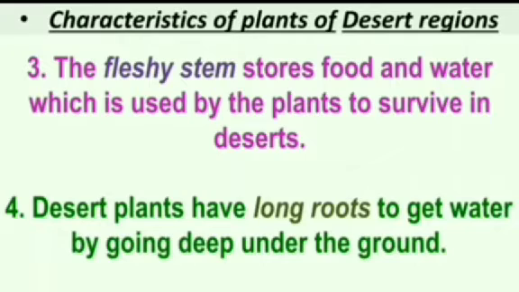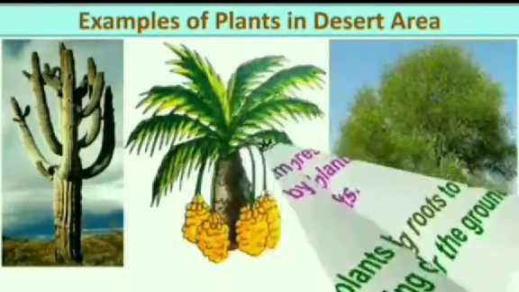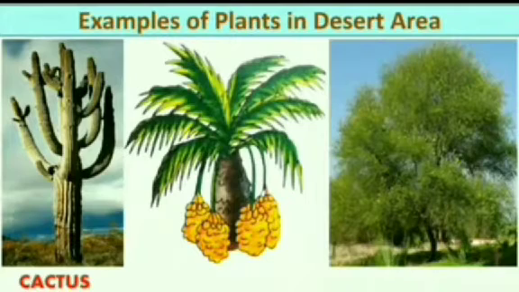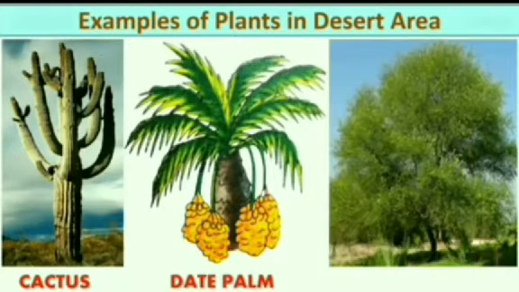Desert plants have long roots to get water by going deep under the ground. Examples of plants in desert area: cactus, date palm, and babool.